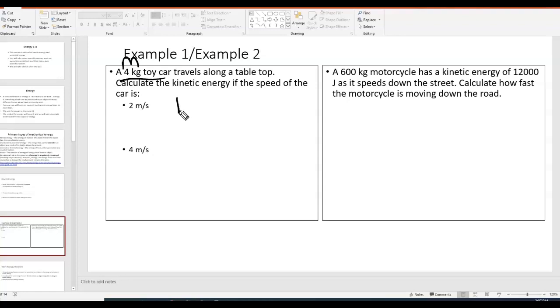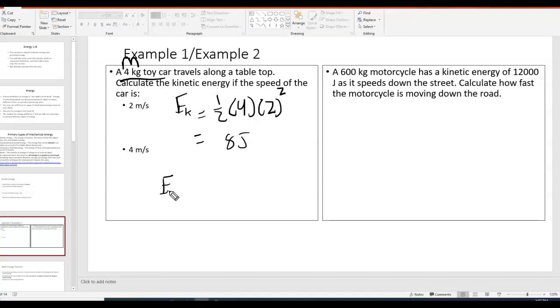4 meters per second. Okay, so if the speed is 2 meters per second, we would have 1/2 times 4 times 2 squared. Remember your order of operations, you should do the exponent first. So 2 squared is 4. 4 times 4 is 16. And then half of 16 is 8 joules.